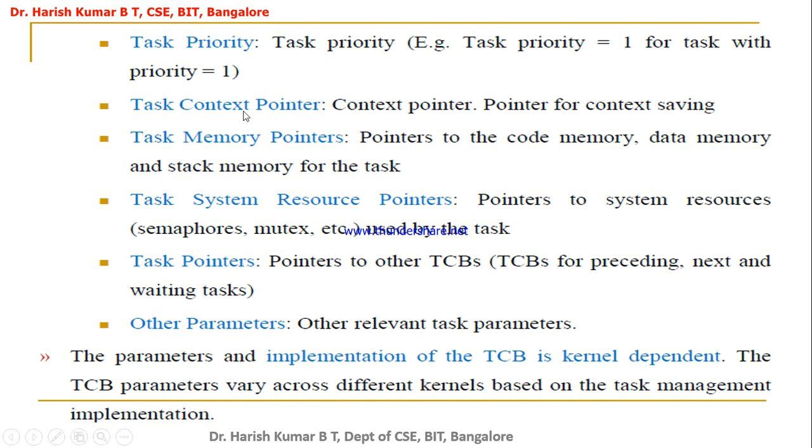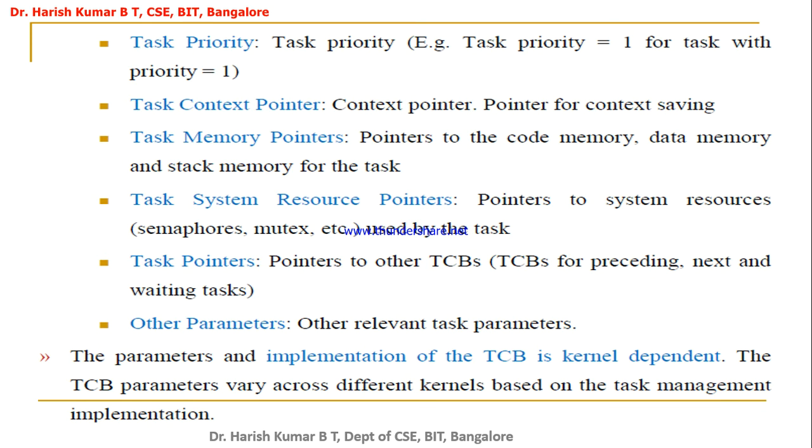And then the task context pointer, a pointer for context saving. It points to the current context of the process or the task. Memory pointers are also there, which point to the code memory, data memory, and stack memory of the task. So every process or task which is executing will have these things. One is the code memory, which holds the instructions; data memory, which holds the data related to that particular task or process. And at the same time, there will be something called a stack memory also, which will be used by the processes or the task to store the return addresses. Whenever they make a call to a function, the return address gets saved onto this.